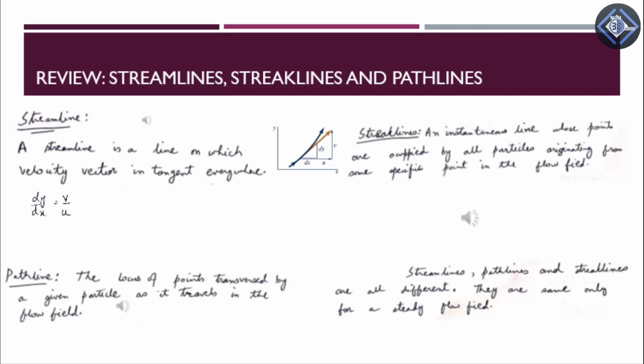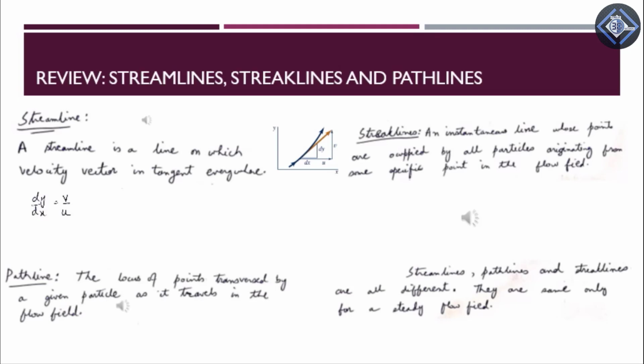A pathline is defined as the locus of points traversed by a given particle as it travels in the flow field. So simply, it is the path taken by a fluid particle as it travels in the flow field. A streakline is defined as an instantaneous line whose points are occupied by all particles originating from some specific point in the flow field.